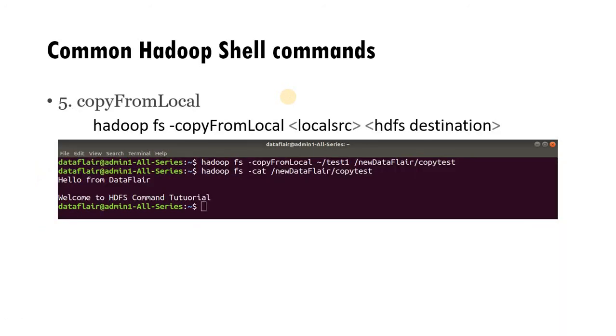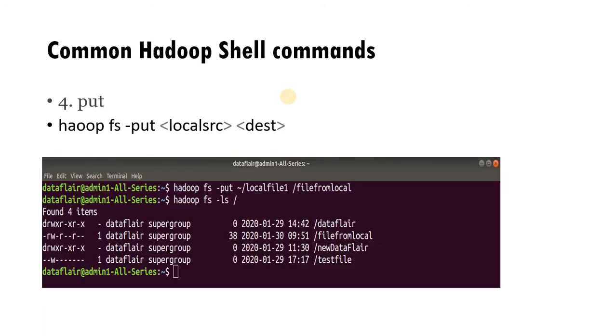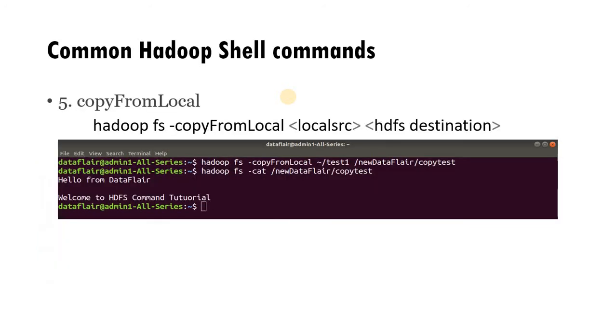Next is copyFromLocal. The put command takes the data from local and moves it to the destination address, while in this copy command we are copying from local to the HDFS destination. The command is hadoop fs -copyFromLocal, then the path of the local file and the path of the destination. This is how data is copied.